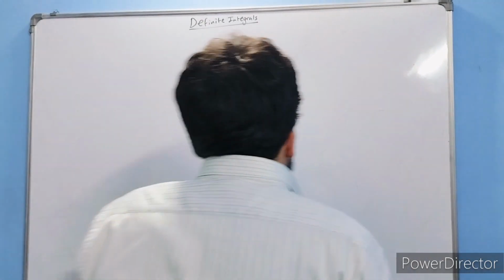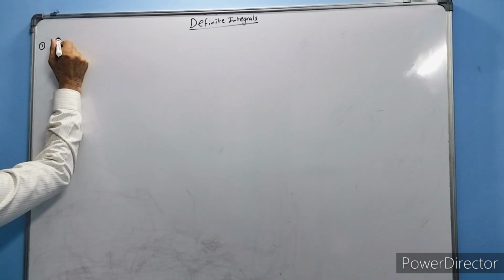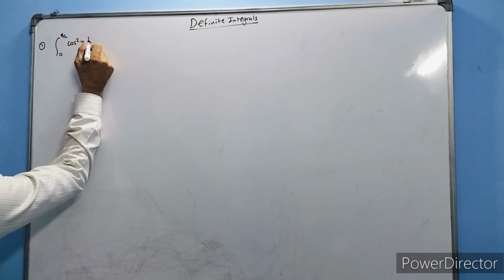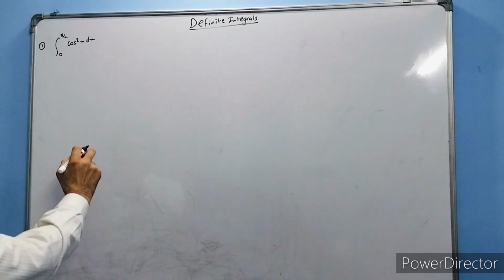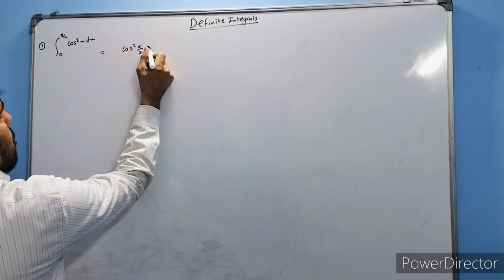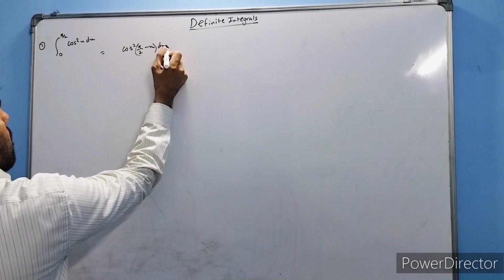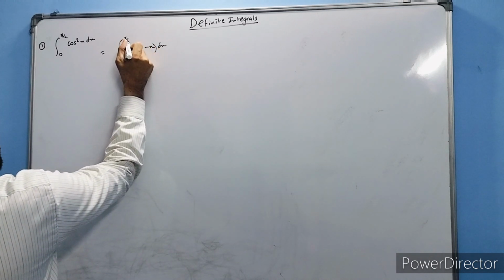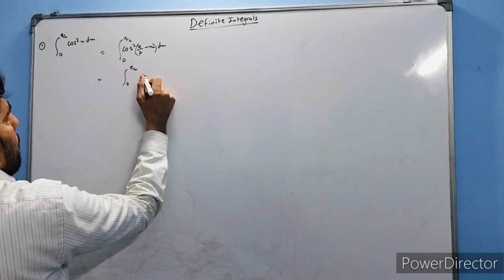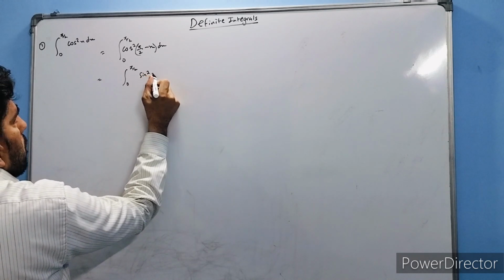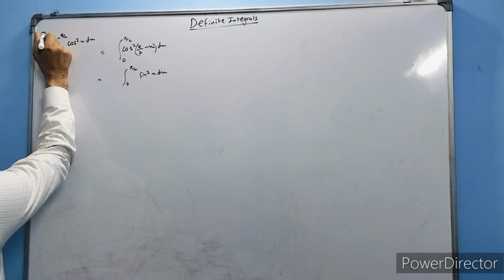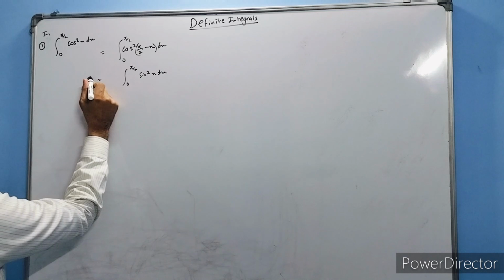Okay, so now let's begin. We have the first question here: the integral from 0 to pi by 2 of cos square x dx. Now we'll see, we can write cos square of (pi by 2 minus x) dx, from 0 to pi by 2. So now I got the integral from 0 to pi by 2 of sine square x dx. Now this one was I1 and this is now I2.